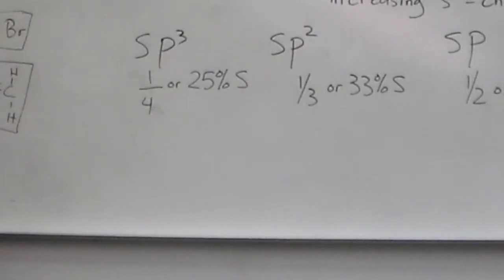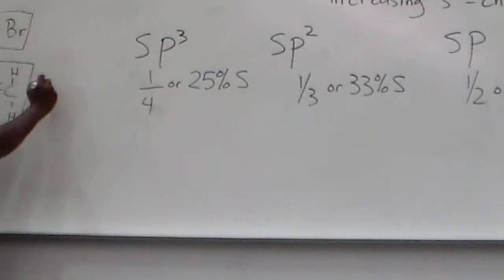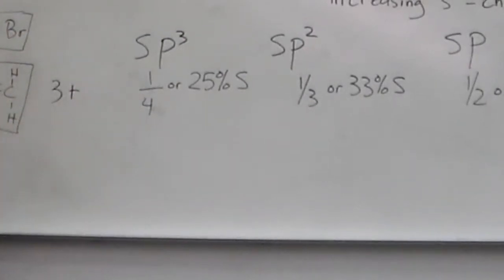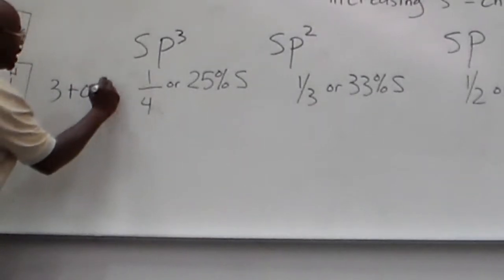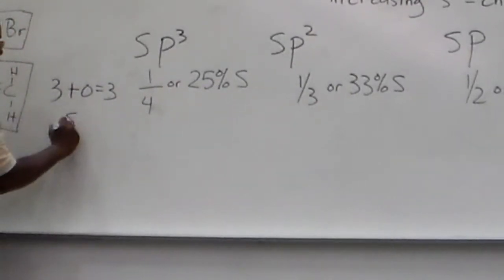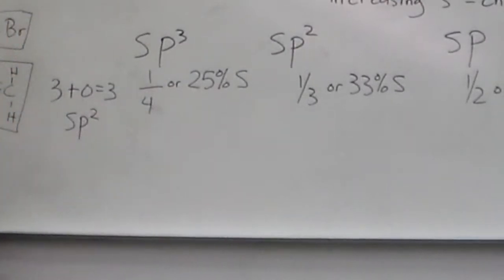Now I'll look at my next carbon atom, which is this carbon atom here. How many atoms are directly attached to the carbon atom? 3, counting the atoms, not the bonds. Plus, how many lone pairs around this carbon? 0. I end up with 3. The hybridization will be sp2. So I'm comparing sp3 versus sp2. As far as s character, I have 25% versus 33%. The one with the largest percentage of s character would be the stronger acid.